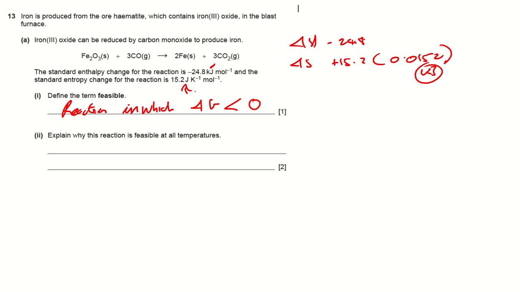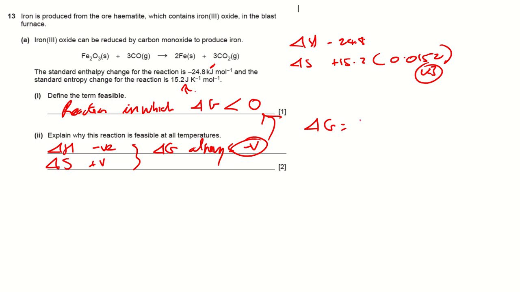That's all it is. Explain why this reaction is feasible at all temperatures. I think all they'll be after here is you saying that the delta H is negative and that the delta S is positive. If you have that, therefore, delta G has to be negative. And you've already said up here, any time that delta G is below 0, the reaction is feasible.